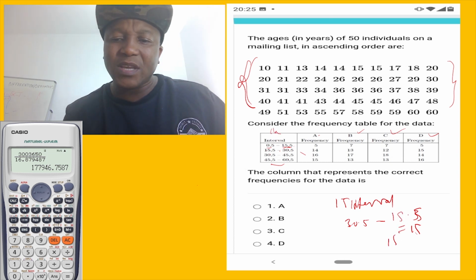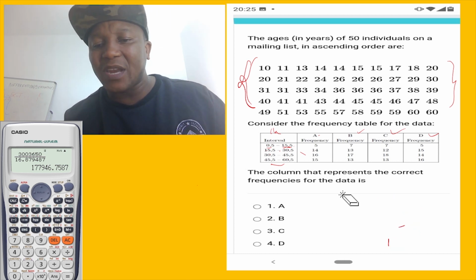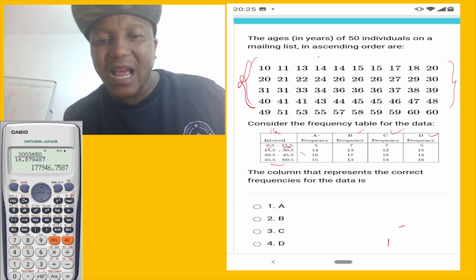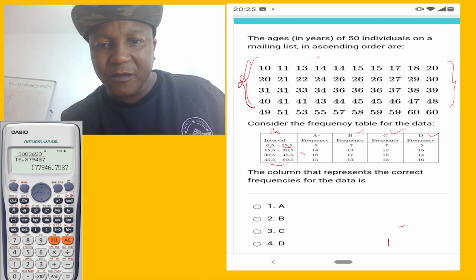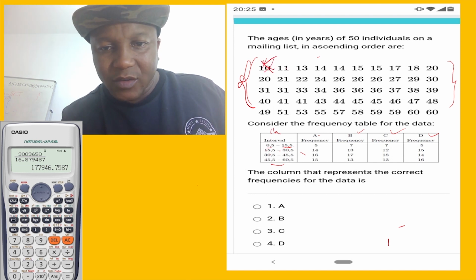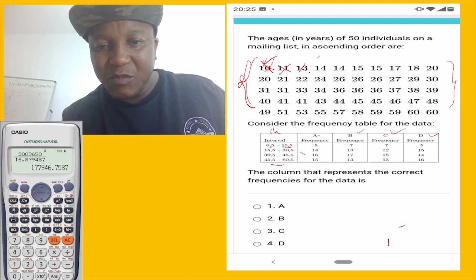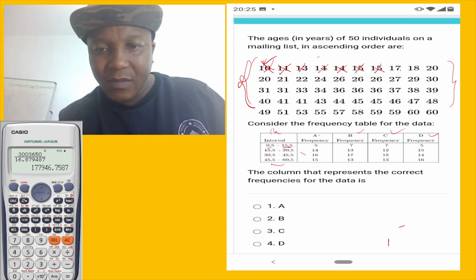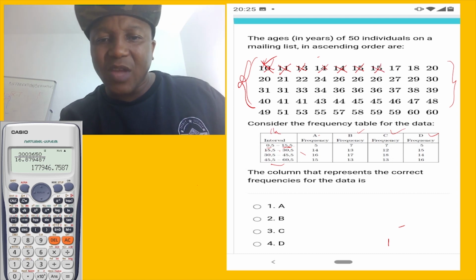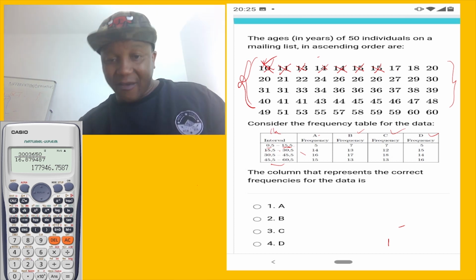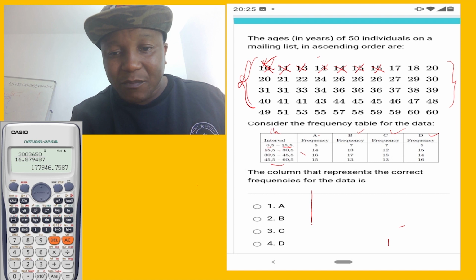But that's not part of the question. Now we have to go to the data given here and check all the data from 0.5 to 15.5. How many of them? This is one of them. Even this is between 0.5 and 15.5, even this, and even this. But that one, no. So how many do we have? We have 1, 2, 3, 4, 5, 6, 7. So it's 7. If I have to construct my table, I'm going to do this.